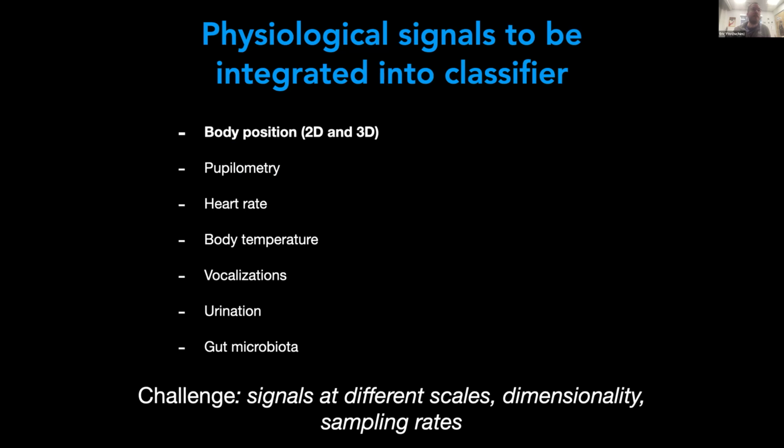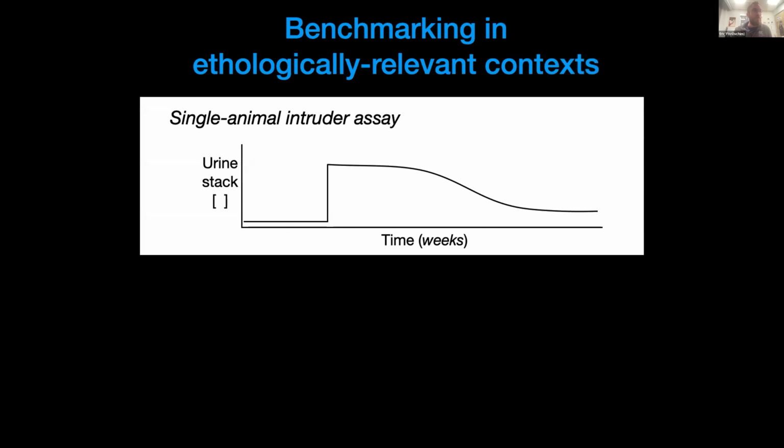In terms of the additional signals we're looking to integrate, some of them have been mentioned already, including vocalizations and heart rate. One challenge will be that these signals occur at different scales, have different inherent dimensionality, and of course, different sampling rates, and how to best deal with these different data streams in order to identify different behaviors. Certainly running, and running while screaming, I think we'd all agree are two very different behaviors.